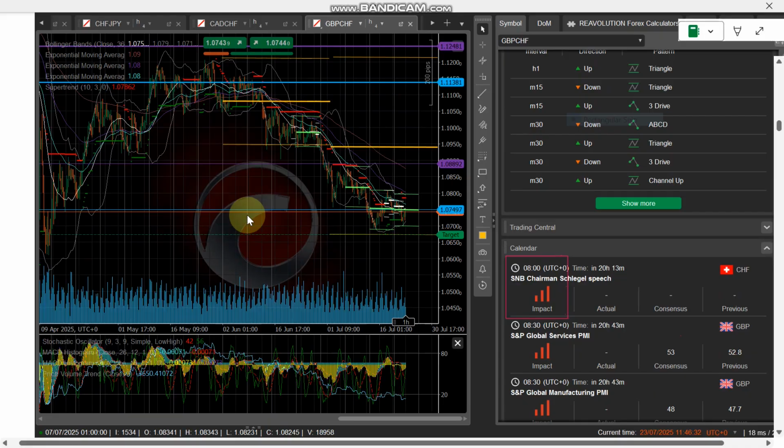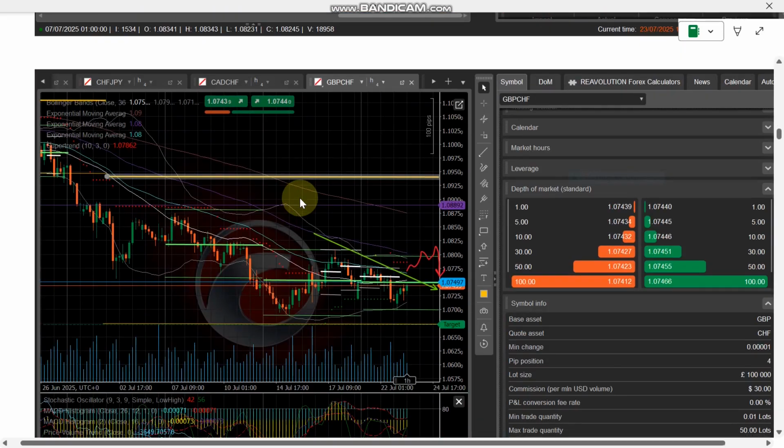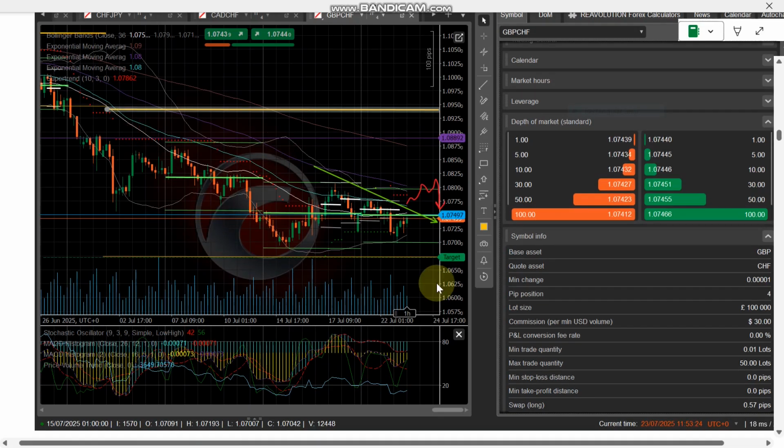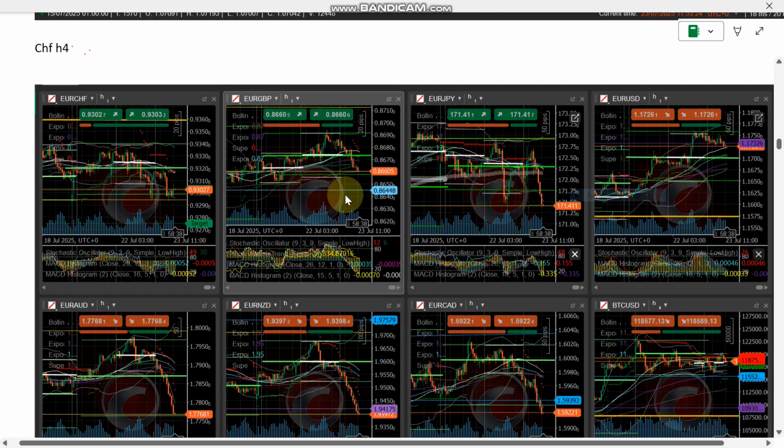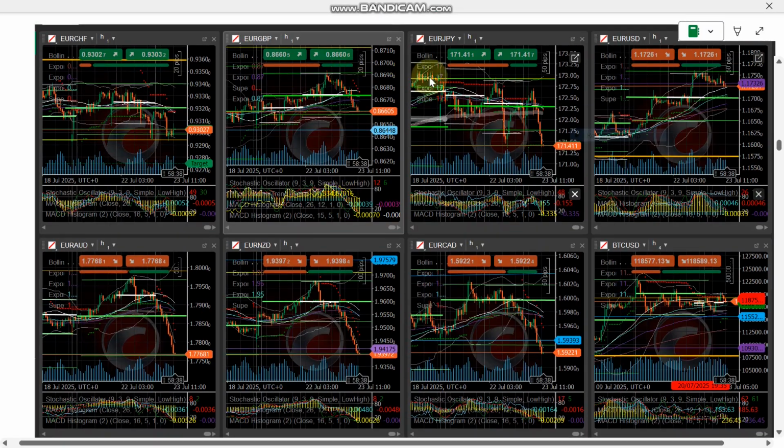GBP switch from 4 hours. Time to go up. This is the center. GBP switch from, switch from 4 hours, but this is 1 hour sequence from the last one was 4 hours.